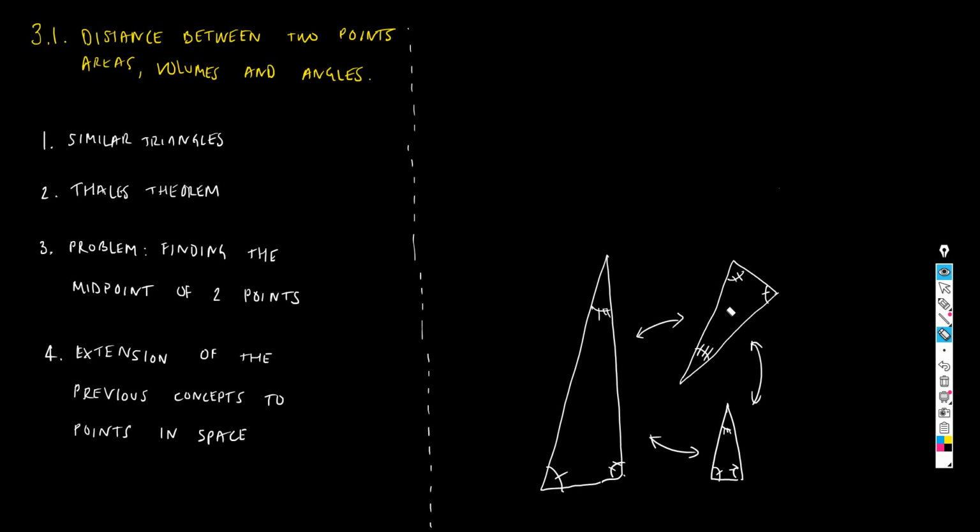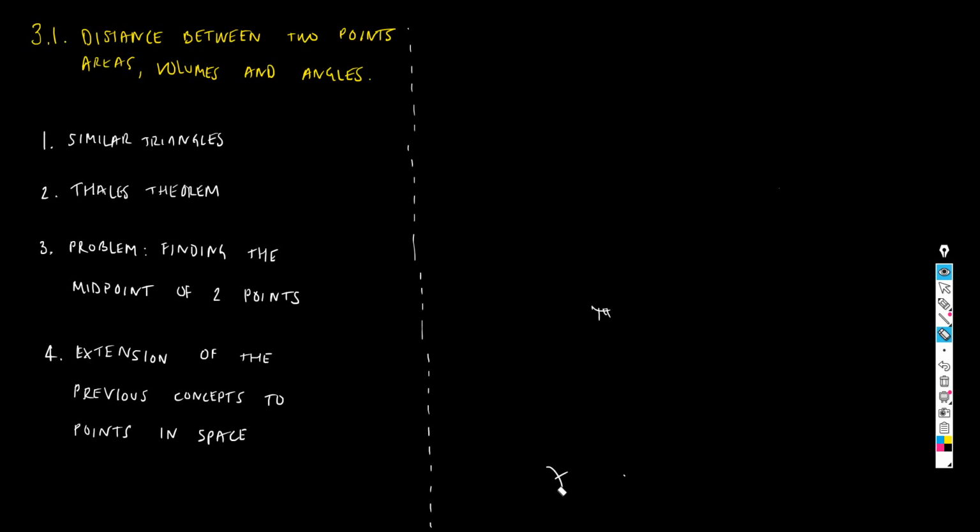So always understand the concept. The definition comes later. The definition is just putting into very formal words the concept. But the concept is the most important thing. Okay, second thing, Thales theorem.